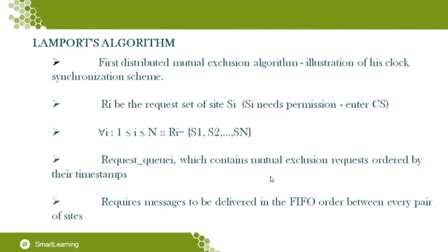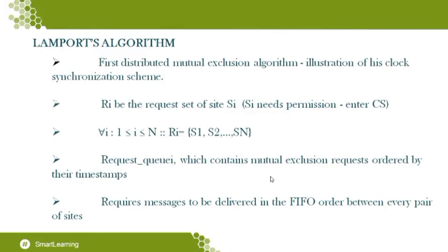When he illustrated his clock synchronization scheme, he brought up this mutual exclusion algorithm and represented it. This algorithm suggests that, say for example, you have capital N sites communicating with each other, and these N sites are present globally apart, independent of each other, and they communicate with each other only through the network.